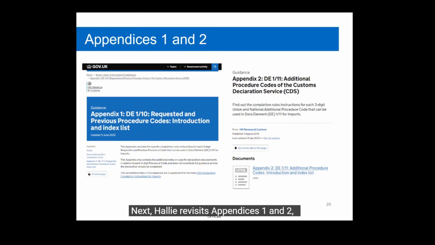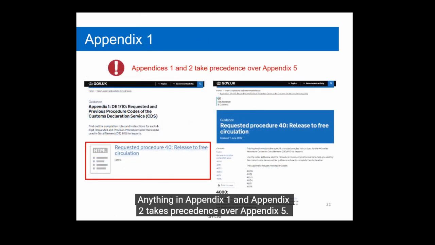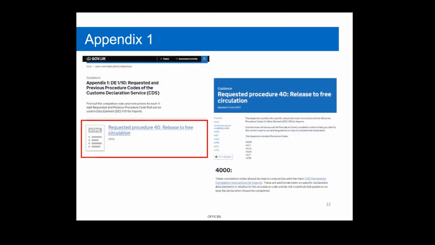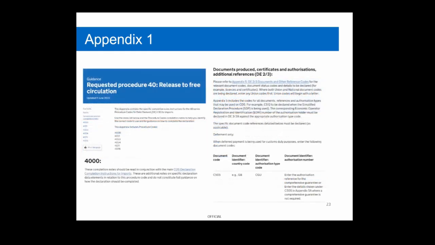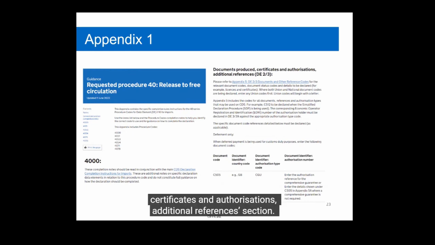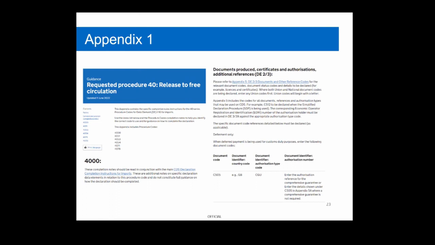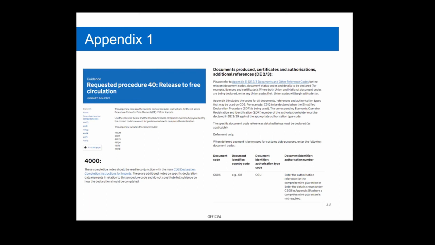Next, Hallie revisits Appendices 1 and 2 to access her procedure codes and additional procedure codes. Anything in Appendix 1 and Appendix 2 takes precedence over Appendix 5. Hallie returns to Appendix 1 and searches for procedure code 4000. She scrolls down to the Documents Produced, Certificates and Authorisations Additional References section. She must read this and see if there are any specific document codes that must be declared.